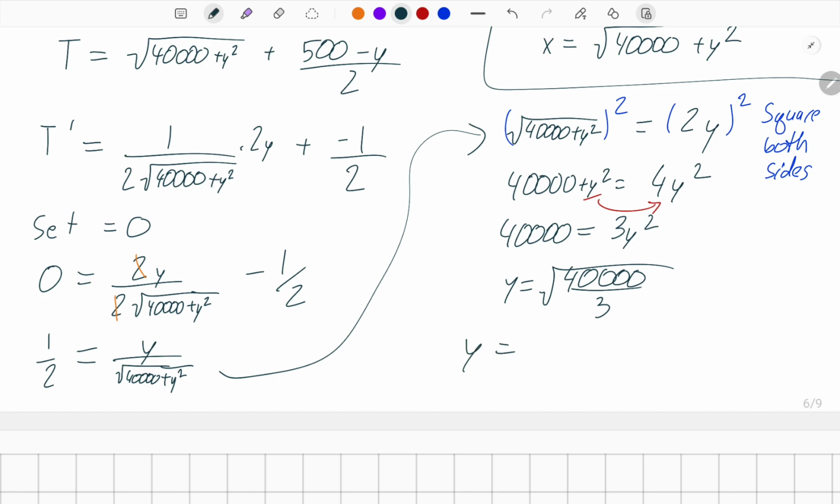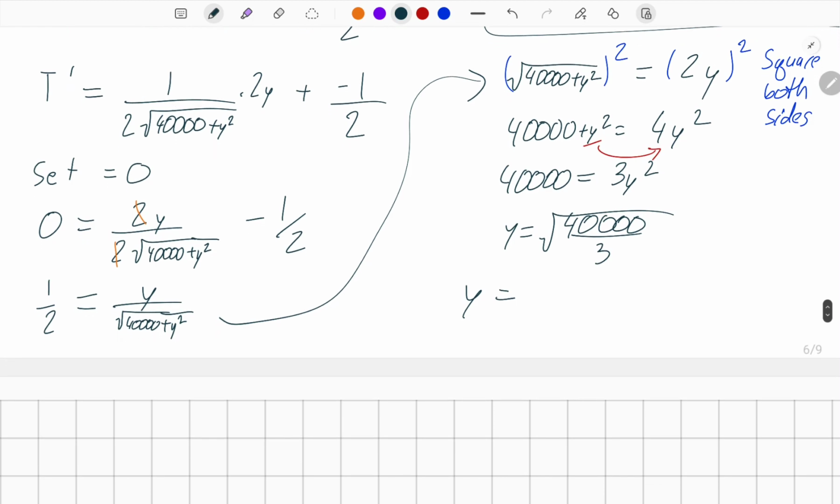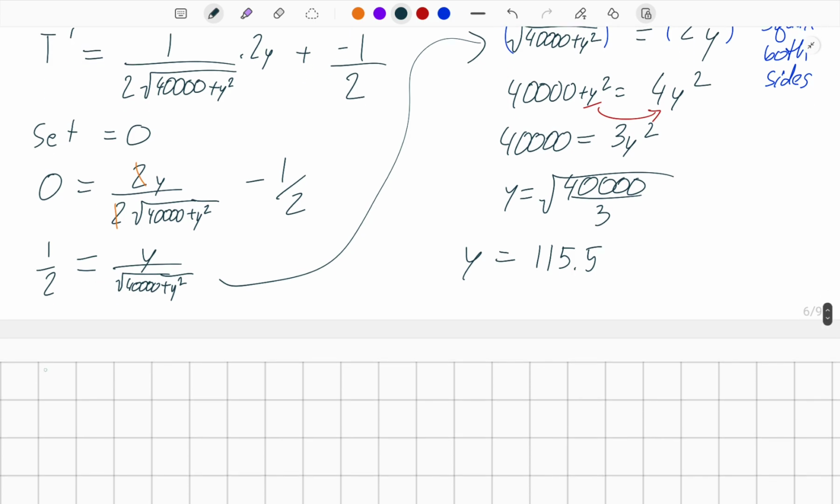And so y itself is equal to, we'll approximate it. There's a positive and a negative answer, but we only want the positive answer. We're dealing with distances here. So it's just going to be 115.5. All right, so we've got our distance, not run in a sense here. We don't really care about that, actually. We just care about the time. So let's just see what the time is if we plug that back in.